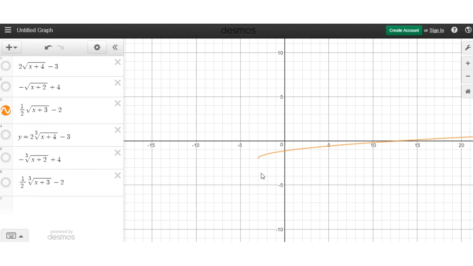Again, we can check our graph in Desmos, and I can see that yes, it is a squished square root graph because of that 1/2 vertical stretch. I can also check a couple of extra values if I need to.